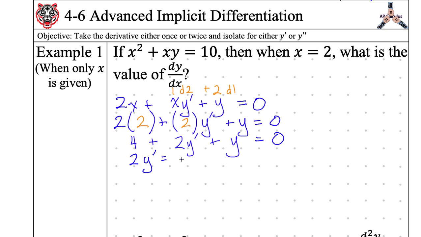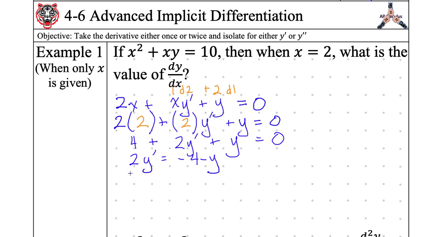2y prime is equal to negative 4 minus y. How did you do it? I subtracted y from both sides, subtracted 4 from both sides, and I'm left with 2y prime on the left-hand side, a negative 4, a negative y on the right-hand side. Subtracted from both sides so that they're on the same side. So it's saying 0 minus y is negative y. 0 minus y minus 4 is negative y minus 4. I can show you work if you'd like. I can go down the line.